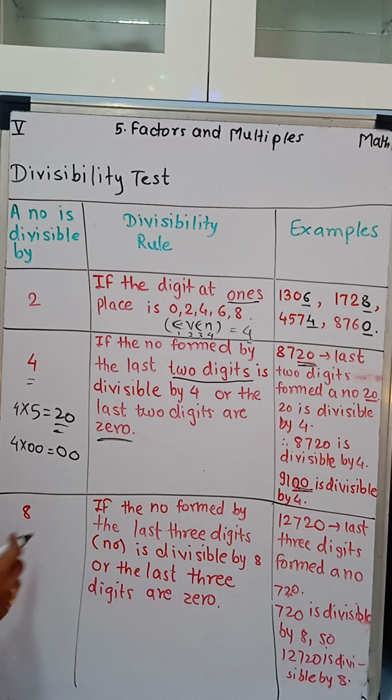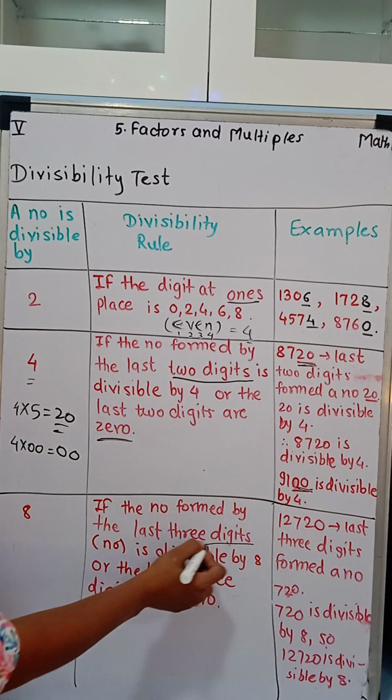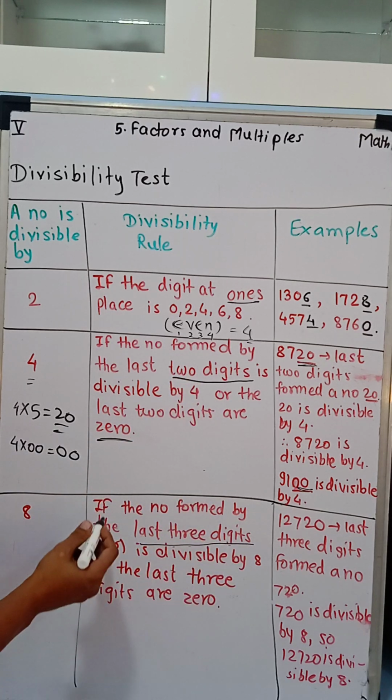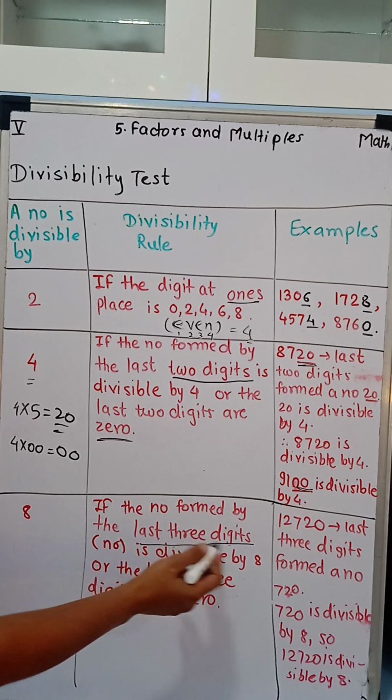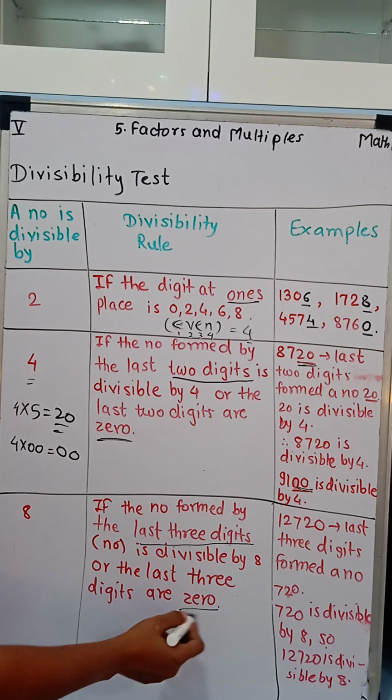Similarly with 8 also. Here for 4 we looked at the last two digits; for 8 we look at the last three digits, and the property is the same. If the number formed by the last three digits is divisible by 8, or the last three digits are 0, then the number is divisible by 8.